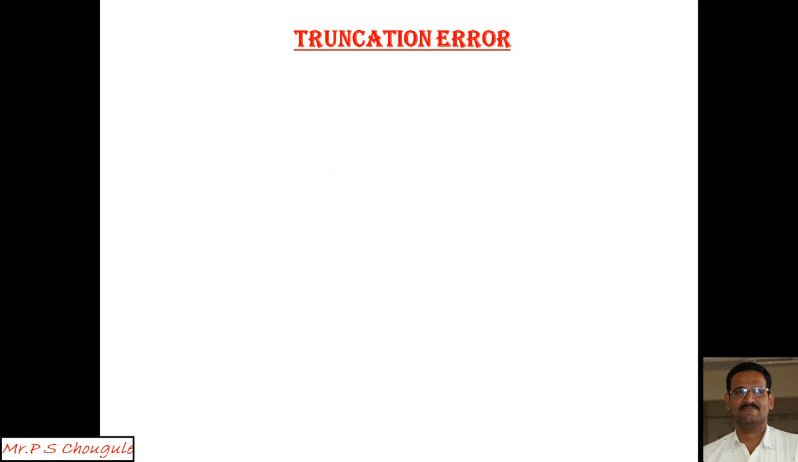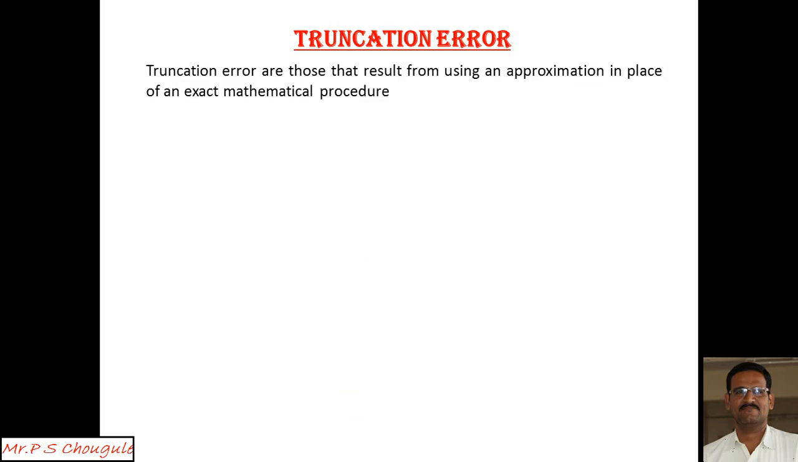So next one is the truncation error. The truncation errors are those that result from using an approximation in place of an exact mathematical procedure. Means what? Suppose we want to find out e raised to x by using Taylor's series, then it will be like this. Now what we usually do, we usually exclude the terms which can be neglected from our point of view.